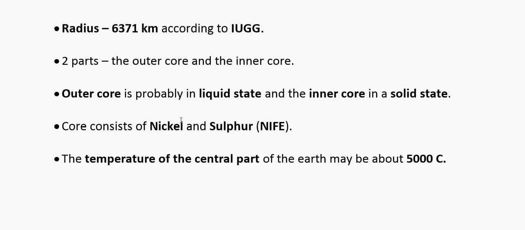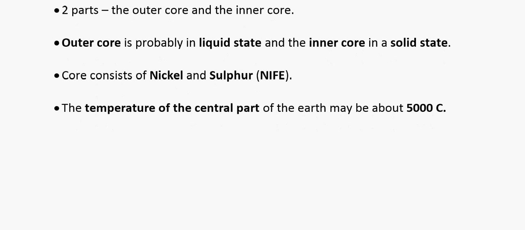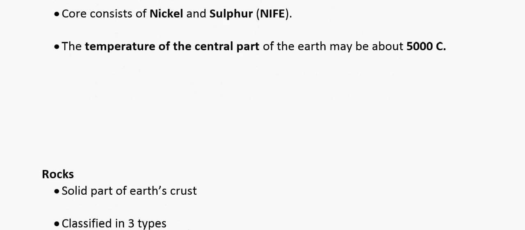The temperature of the central part of the earth may be about 5,000 degrees Celsius. This is what we presume, by whatever data we have, or whatever instrument we can think of for getting the temperature of the central part of the earth. It is said that the earth's central part may have a temperature of about 5,000 degrees Celsius.